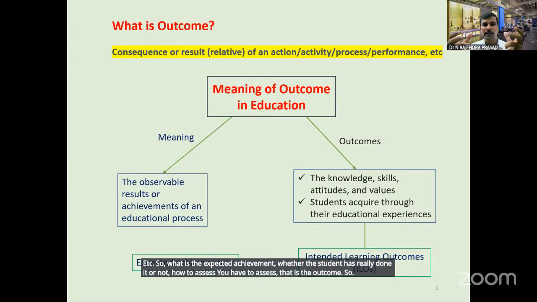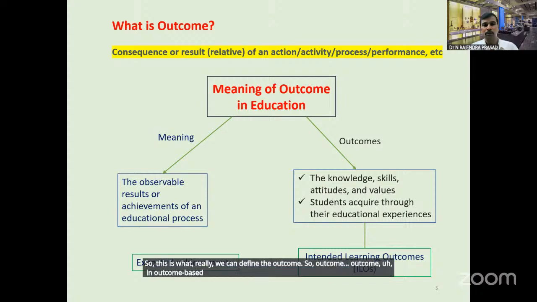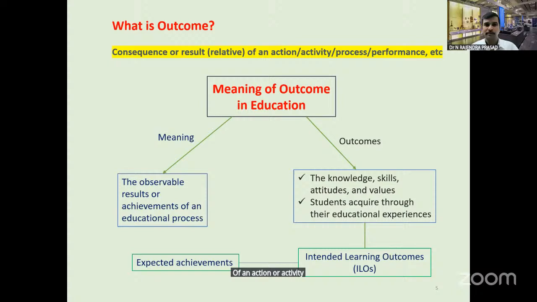If you feel the student has got all the requirements, all the competency, all the skills, and the knowledge which is going to be imparted in order to make him employable or not, this is what we can define as the outcome. So outcome in outcome-based education can be simply defined as the consequence or the result of an action or activity, process or performance, etc.